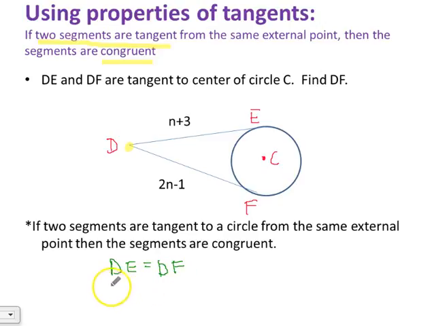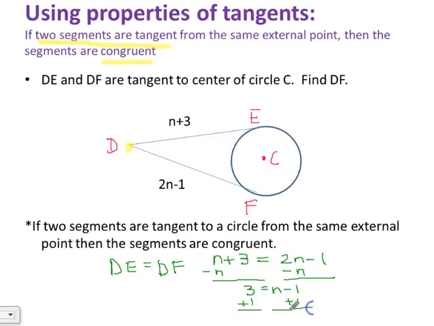Then let's substitute in the given information. DE, the length, is n plus 3, and DF is 2n minus 1. So we can solve for the variable n. We've got enough information. I'm going to move this up because we're going to run out of space here. We need to get all the n variables on one side of the equation and all the constant terms on the other. So I'm going to subtract n from both sides. That gives us 3 equals 2n minus 1n, which is just n, minus 1. Then we're going to add 1 to both sides, and that's going to give our value of n.